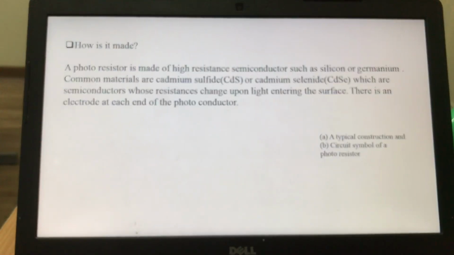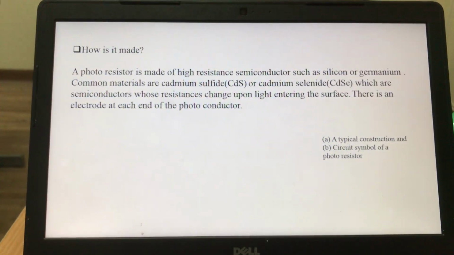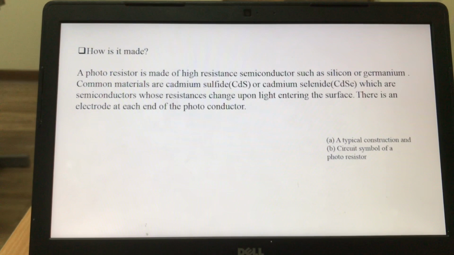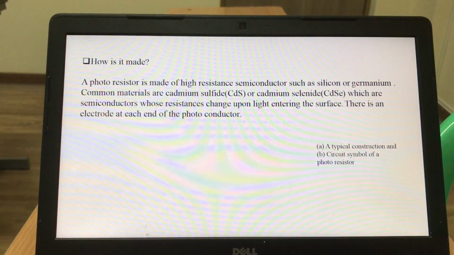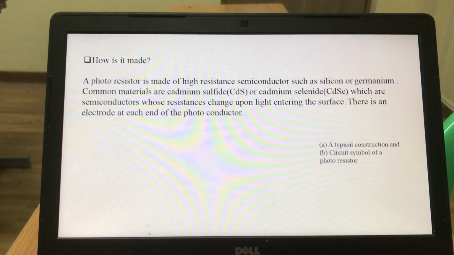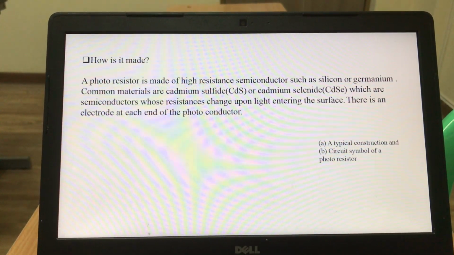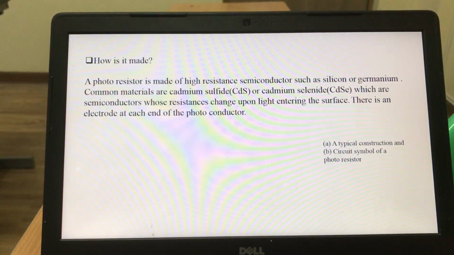How is it made? A photoresistor is made of high-resistance semiconductors such as silicon or germanium. Common materials are cadmium sulfide (CdS) or cadmium selenide (CdSe), which are semiconductors whose resistance changes upon light entering the surface. There is an electrode at each end of the photoconductor.